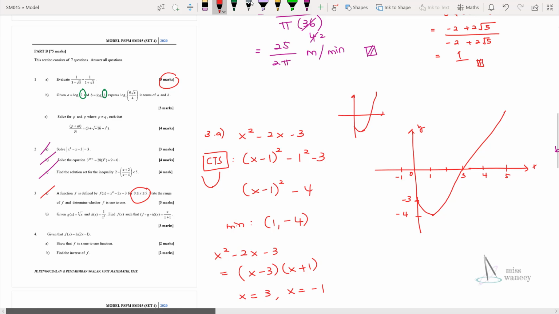Okay, so now since we were told to find the range, I need to know what is the highest point over here. So basically for my f(x), the function, I need to substitute x with 5 first. So I got 5 squared, which is 25, minus 10. So 25 minus 10, 15, 15 minus 3. So I do know the highest point over there is 12.